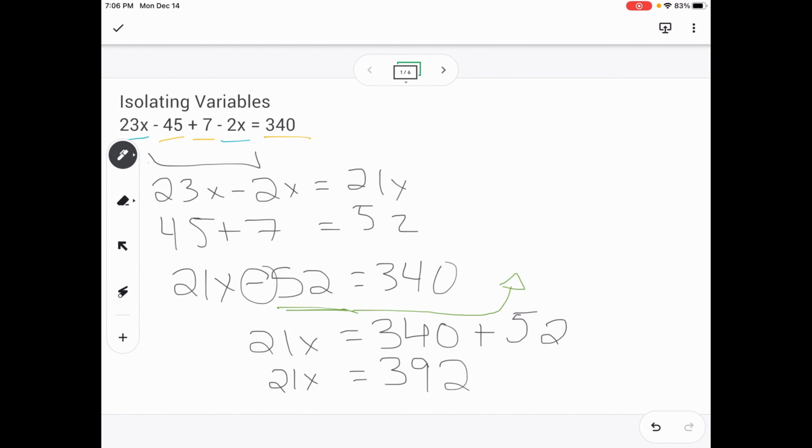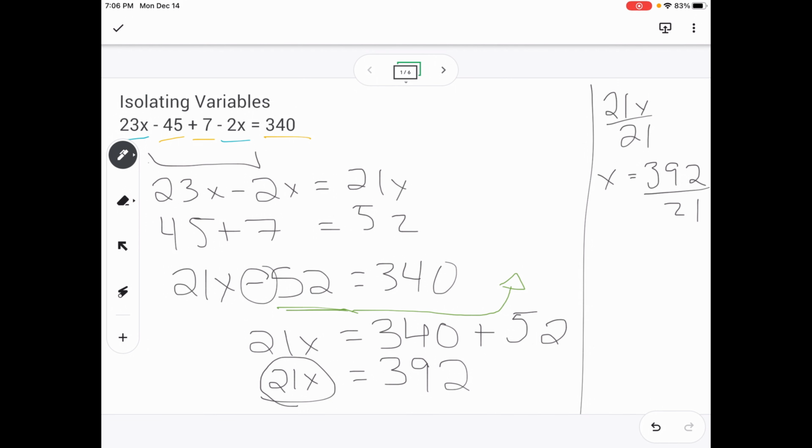Now what we have to do, we're almost done. We still need to get rid of this x. So in order to get rid of this x, we need to do the inverse relationship of whatever this is. So if this is multiplication, we need to do division. So we're going to divide by 21, which gives us x by itself. And then we're going to do 392 divided by 21 as well. 392 divided by 21 is equal to 18.66 repeated.